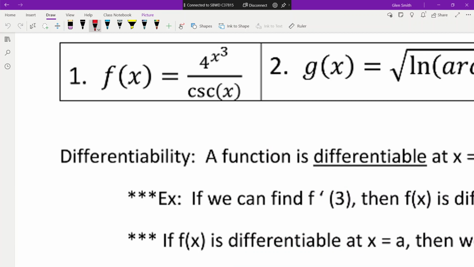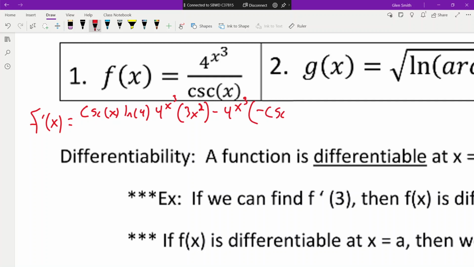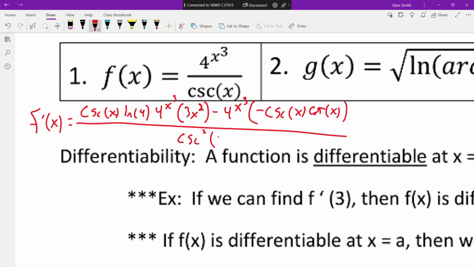So Amos just did this one. But just to drop it in here, we are doing the quotient rule. So we do get this. No, we're not going to simplify this. We don't care about that. This is going to be negative cosecant x, cotangent x, all over. Okay. Can we handle that? Is that what Amos has? Looks good. Okay.